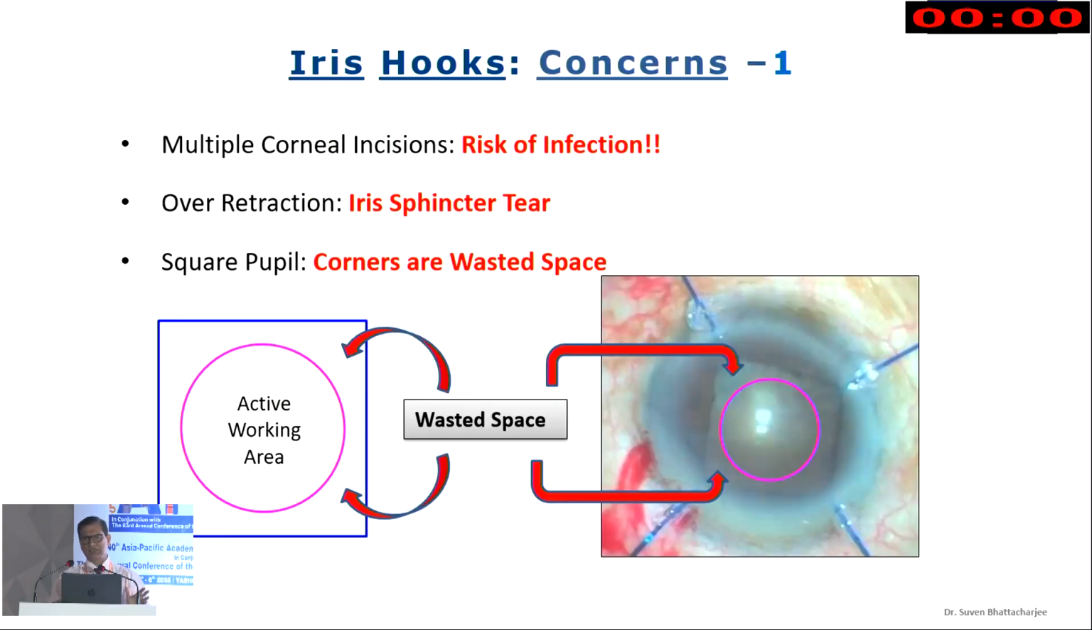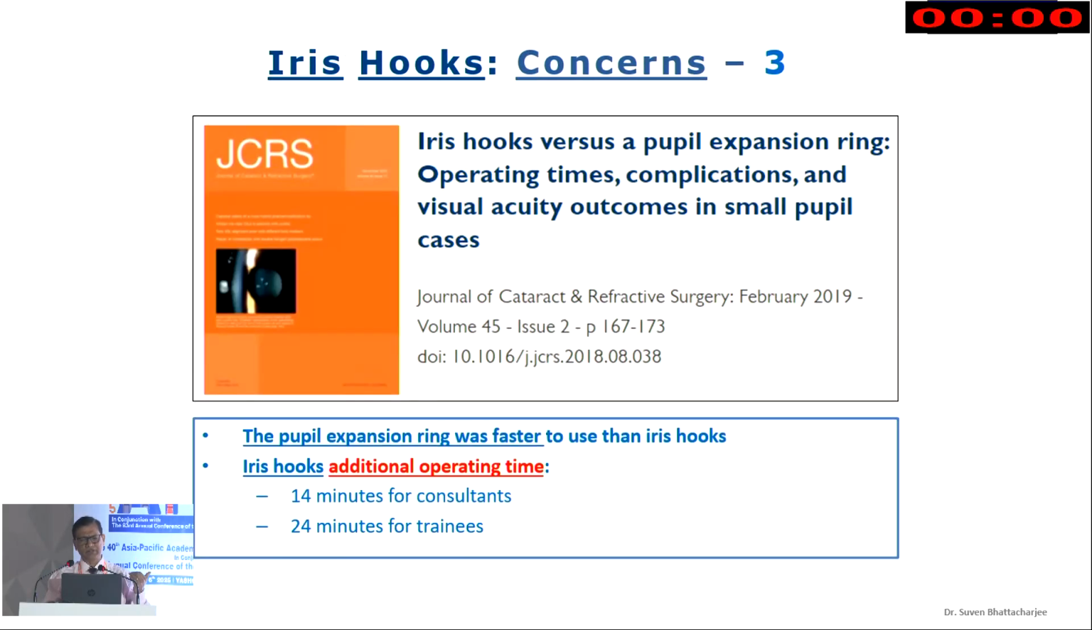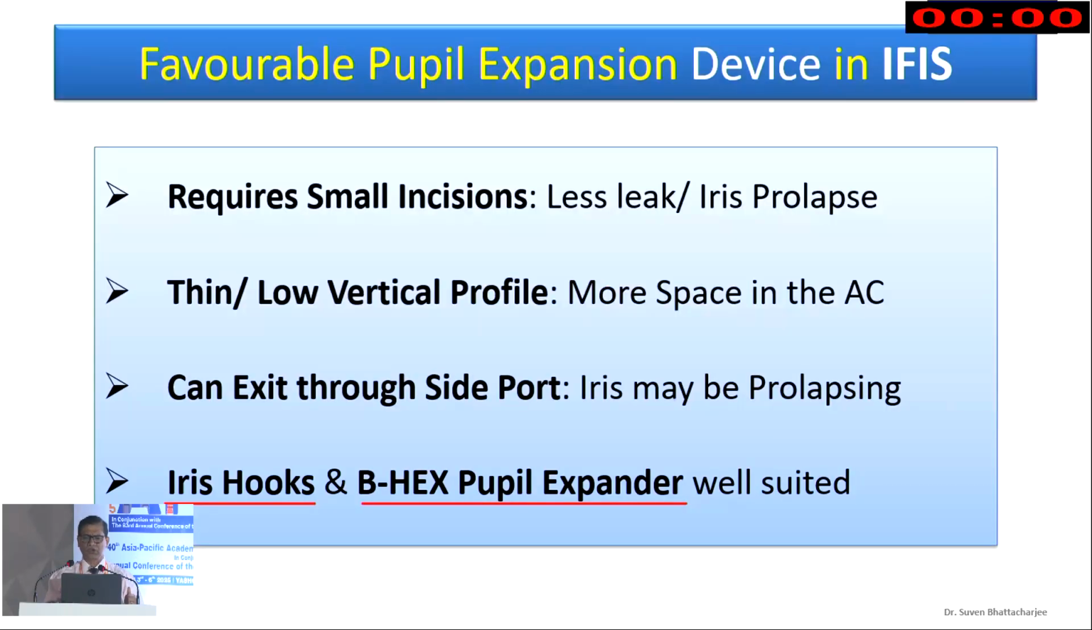Now, there are certain concerns with iris hooks. Yes, I do have a bias. There are a greater number of incisions. Sphincter tear is more common. The corner spaces are actually wasted. And like I said, the pupil plane is elevated, and there is a publication which says that iris hooks take more time. I guess it's true, and of course the cosmetic damage.